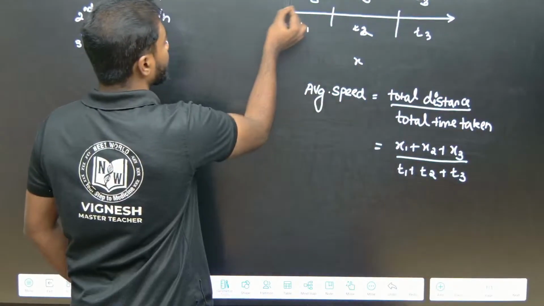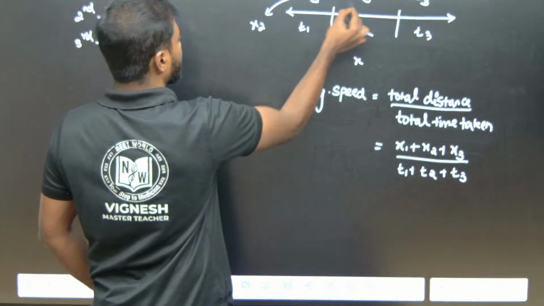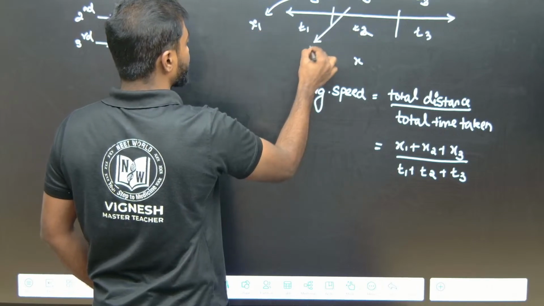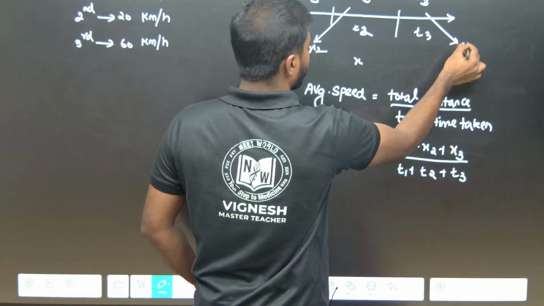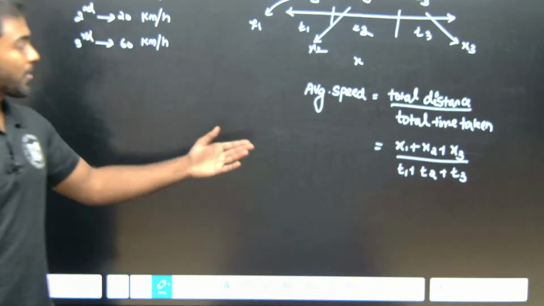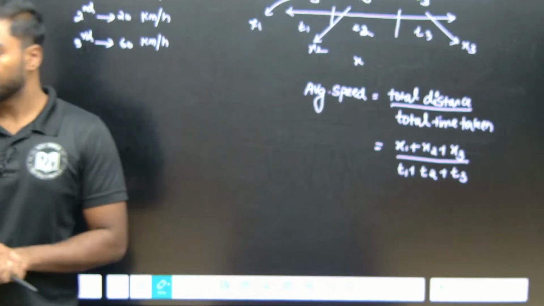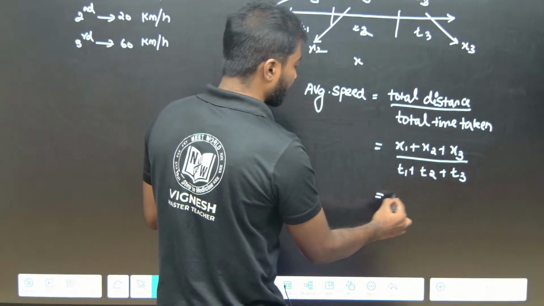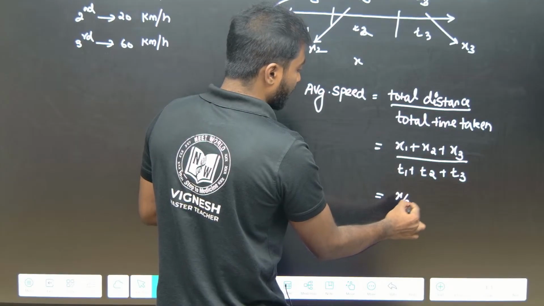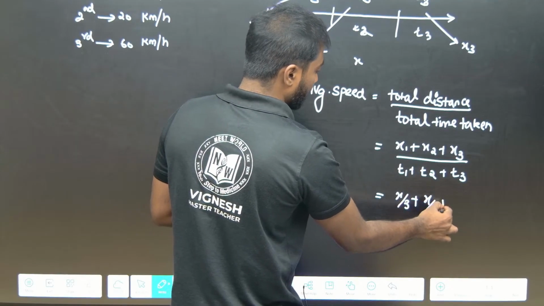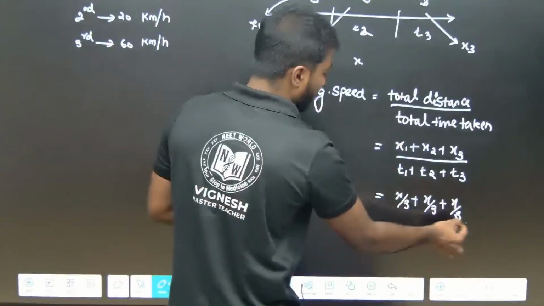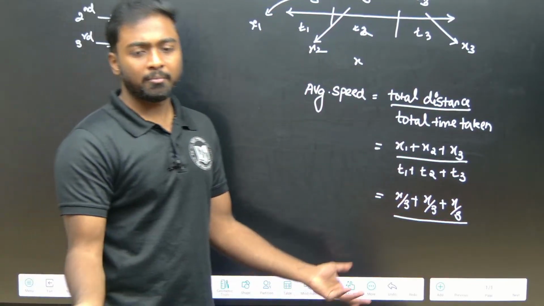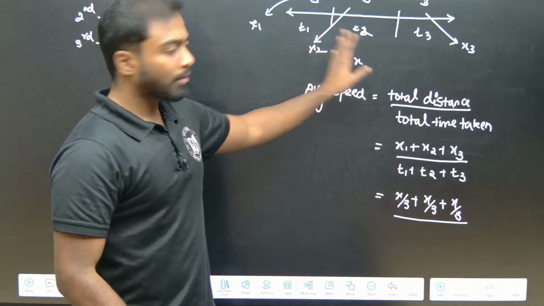What is x1? This is my x1, this is my x2, and this is my x3, right? So x1, x2, x3, everything is same. So what I can do here now, x by 3 plus x by 3 plus x by 3 by t1, t2, t3. Like it can be same, it cannot be same, we don't know that, right? We will keep as it is.